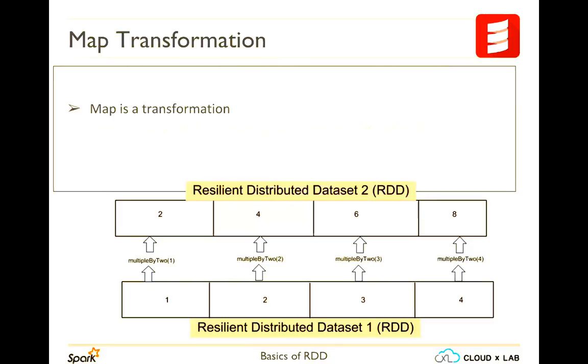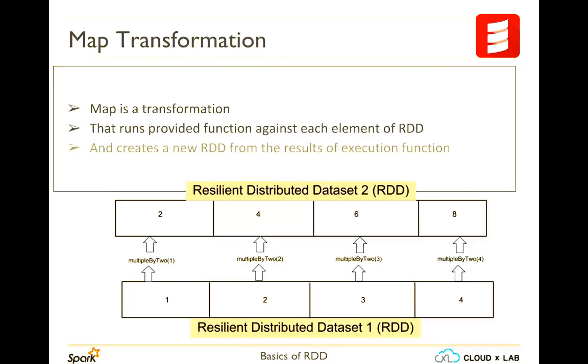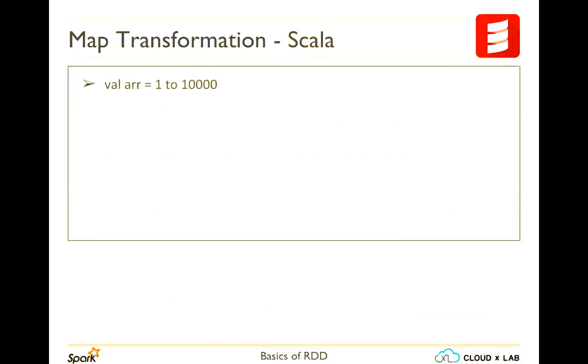The map transformation is nothing but: whatever argument you provide to the map transformation is supposed to be a function. So you pass a function to the map transformation, and that function is run against every element of the RDD. And it creates a new RDD from the results of execution of the function. All right, so let's take a look.